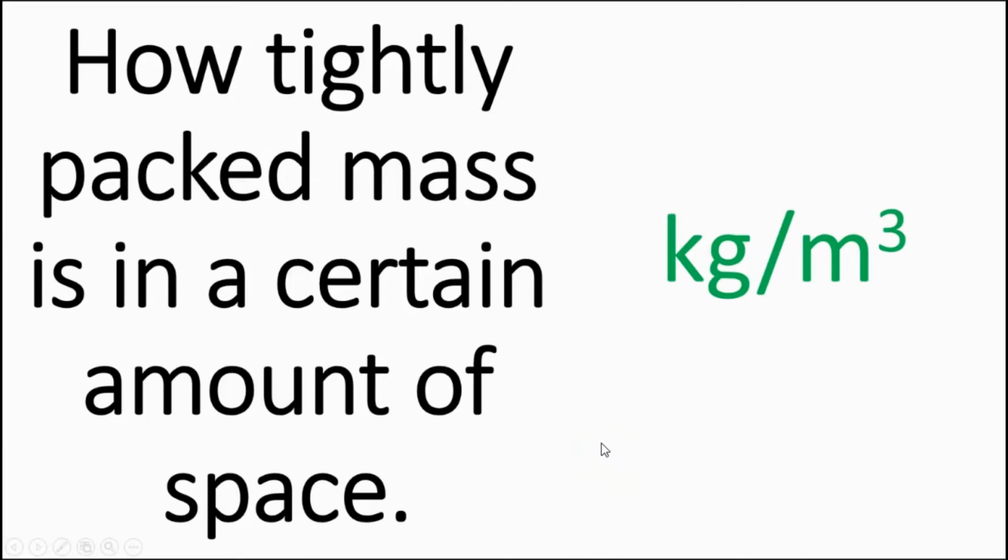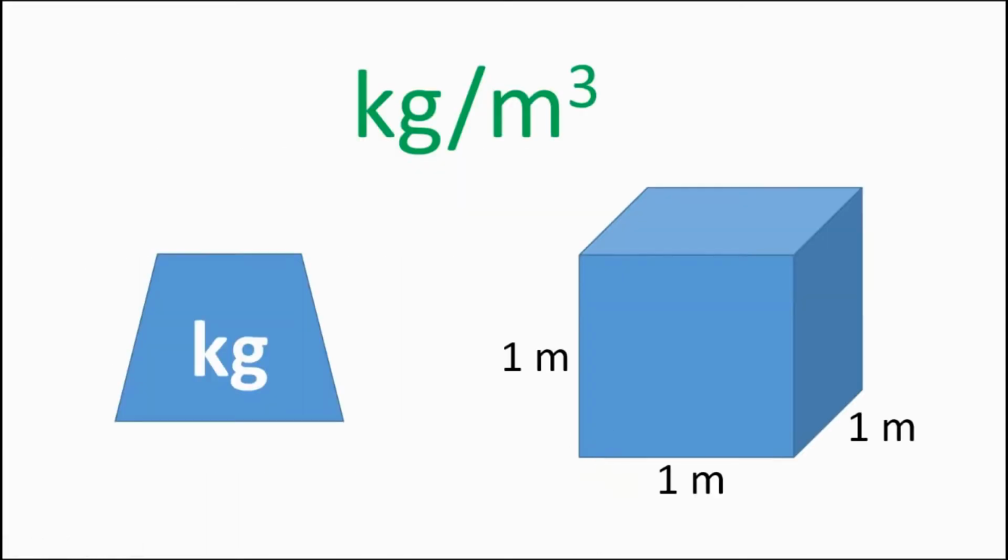kg is a measure of mass, whereas the metric cube is the measure of volume. Now if there is a kg, that is the mass, in 1 m cube of volume, then its density will be kg per m cube.